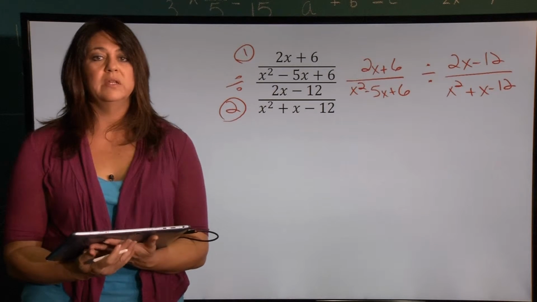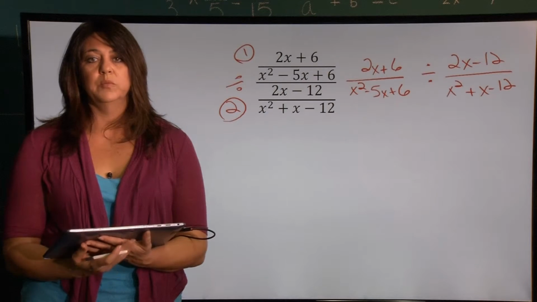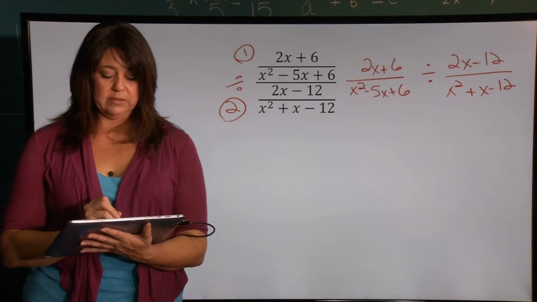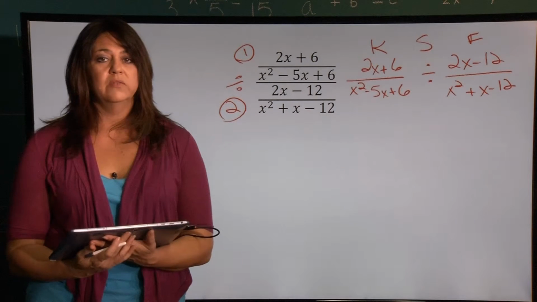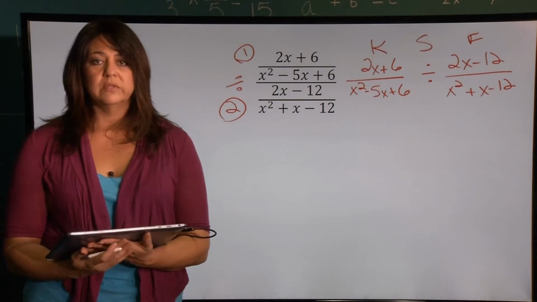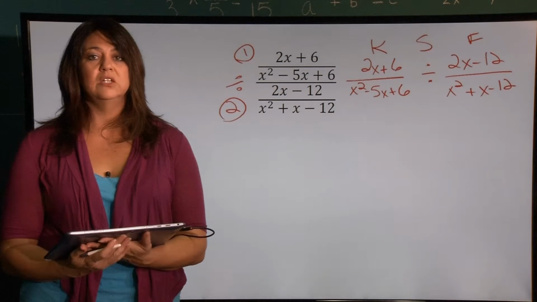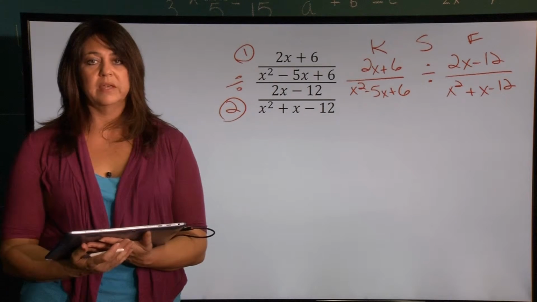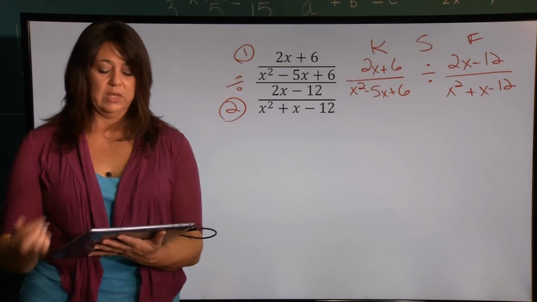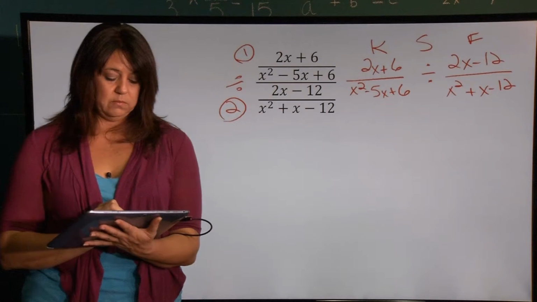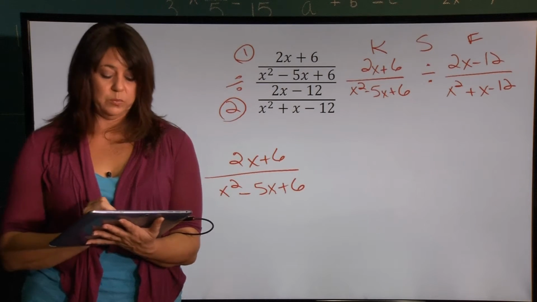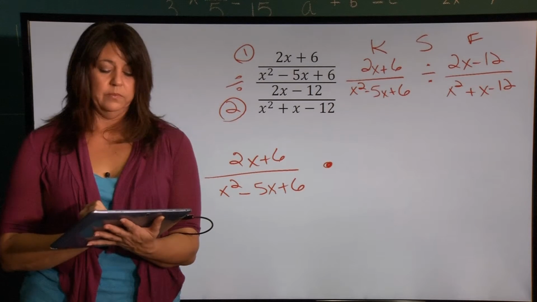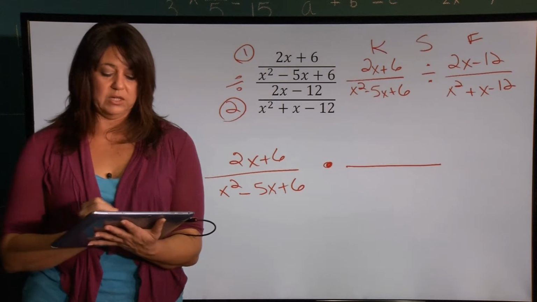As you increase speed and confidence, you might set up your problem having already done the next step. Keep, switch, flip. While you're building confidence and accuracy, don't skip any steps. Write out each line so that you can avoid common mistakes and see what to do next. Keep the first fraction. Switch to multiplying, and flip the second fraction.